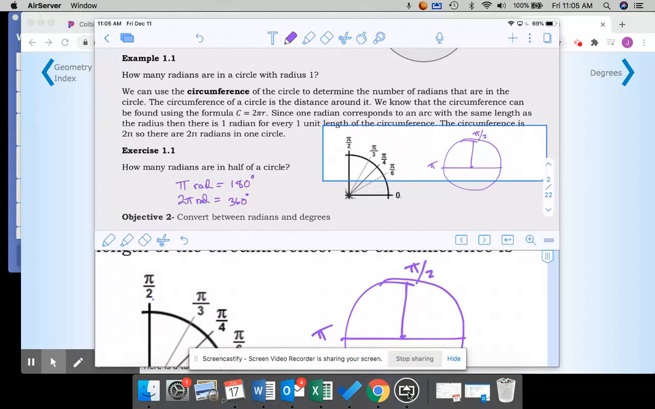Pi cut in half radians, right? If I do that again, I'm going to get pi cut in 4 radians. And we could keep going. We could have pi over 8, pi over 16, and so on. But we don't really talk about those.